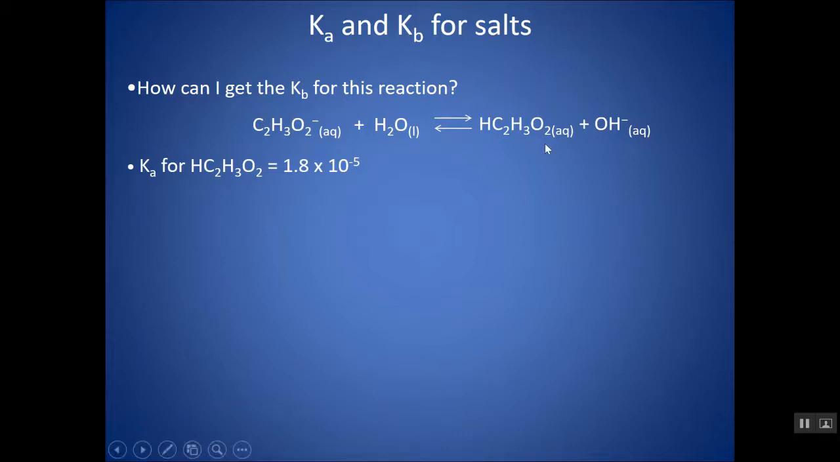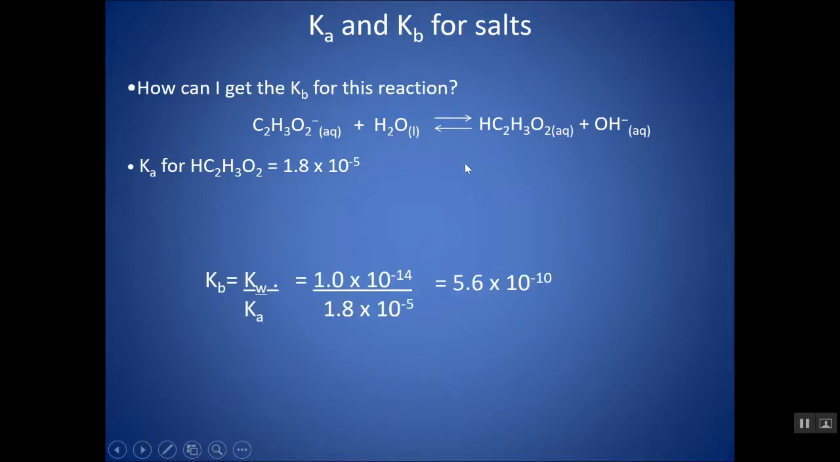If I'm looking at a reaction of the acetate ion reacting with water to create OH minus, it's acting as a base, then I need to get the Kb for this problem. I don't want to use the Ka. And I use that fact that Ka times Kb equals Kw. And we'll see this in a moment.